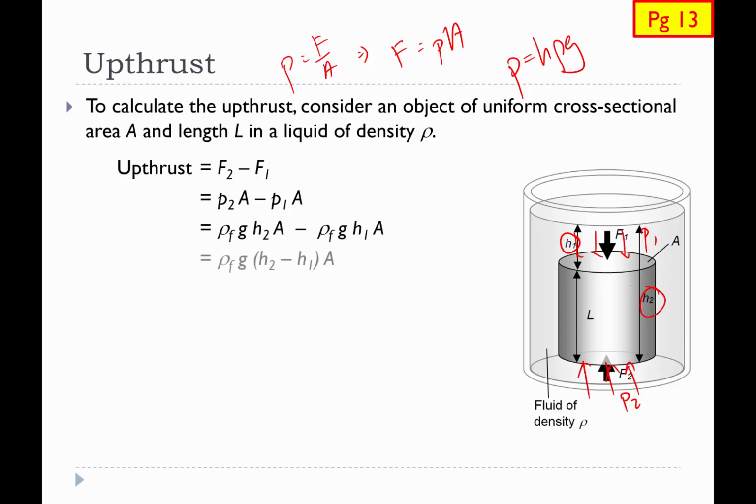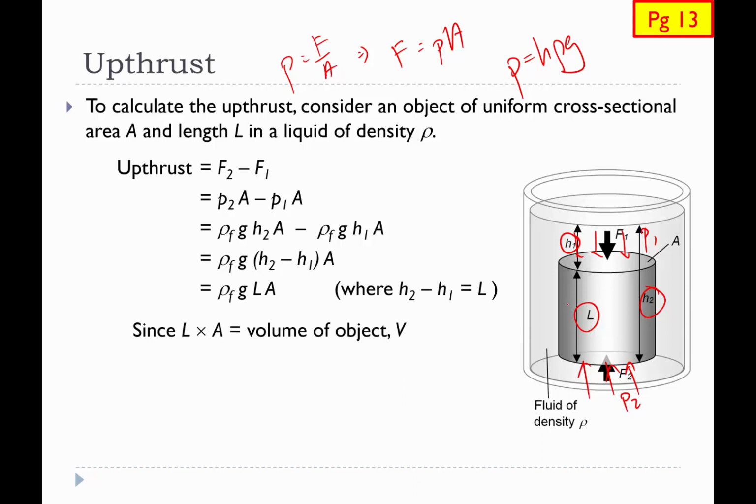Factorizing the common factor out, what do we get? We get this expression here, and h2 minus h1 is essentially the length of the object, the height of the object. So with that, L multiplied by A gives us the volume of the object. So therefore, we derive the formula for upthrust as V rho g. Something that you need to remember before you blindly apply the formula: rho f is essentially the density of the fluid. It is not the density of the object. It should be the density of the fluid. So take note of what you substitute in here whenever you apply the formula for upthrust.